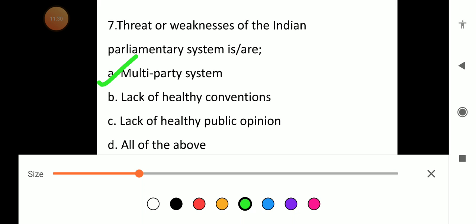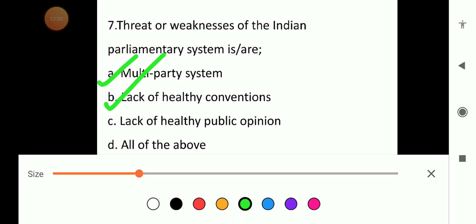Then we have the lack of healthy conventions. We see that people want to be in government anyway. Even if they have been accused of corruption and for many other reasons, they do not leave their office. They have not set healthy conventions for coming people to follow. So people have become selfish. This is one of the weaknesses of the parliamentary form of government.